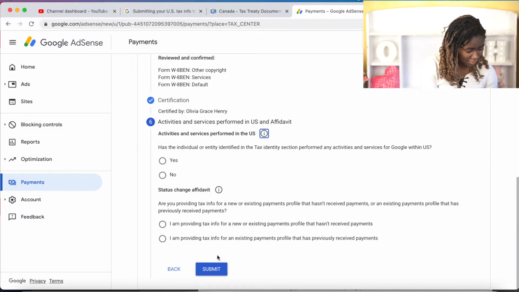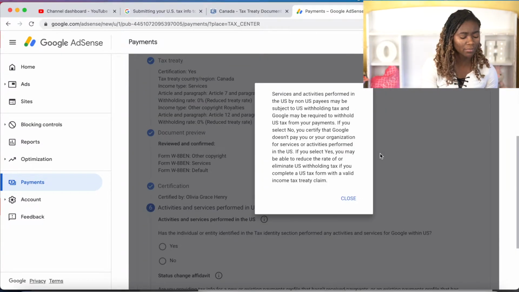Activities and services performed in the U.S. and affidavit. Services and activities performed in the U.S. by non-U.S. payees may be subject to U.S. withholding tax, and Google may be required to withhold U.S. tax from your payments. If you select no, you certify that Google doesn't pay you or your organization for services or activities performed in the U.S. If you select yes, you may be able to reduce the rate of or eliminate U.S. withholding tax if you complete a U.S. tax form with a valid income tax treaty claim.